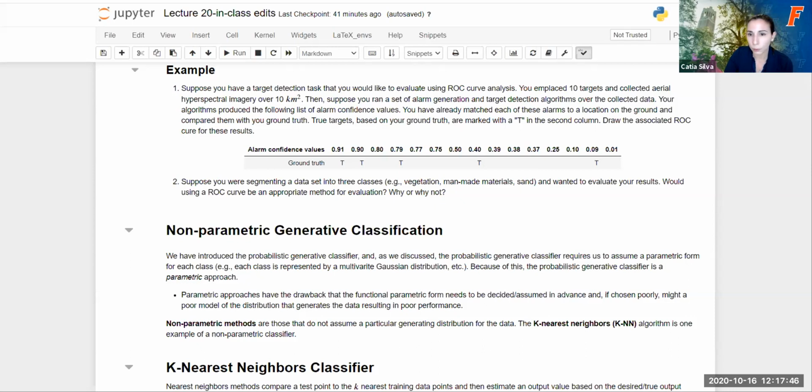So again, the ROC curve is a binary measure, right? So it's measuring the performance of each class individually. So vegetation versus everything else, man-made materials versus everything else, right? So it's one class versus all, okay? And so for that reason, the ROC curve would not be an appropriate method for evaluation because it's a binary performance.